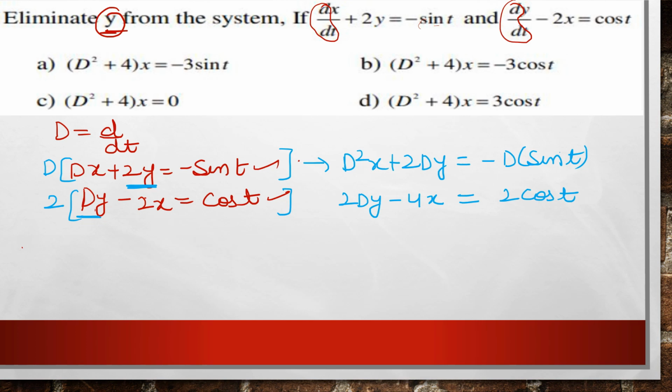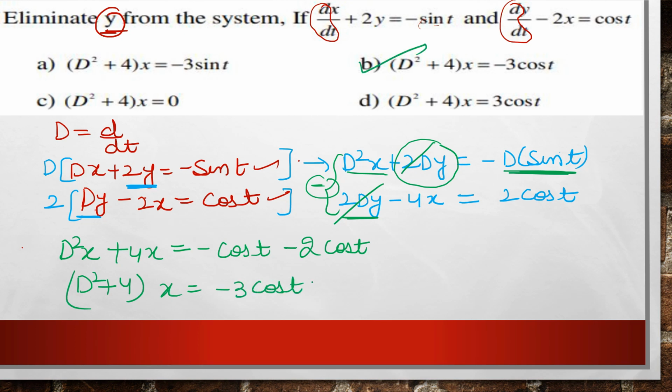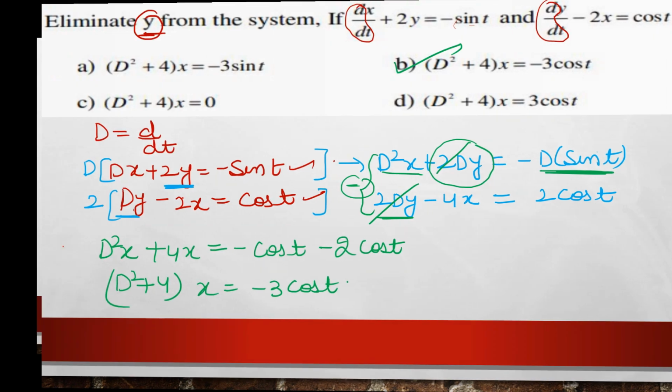Now here D square x is fine, we need to eliminate the Dy term. So what should I do? We need to subtract. So this will be D square x, the Dy cancels if you subtract, plus 4x equals, what is the derivative of sin t? Minus sin t derivative is cos t, and here we are subtracting, so you will get minus 2 cos t. So this is (D square plus 4)x equals minus 3 cos t. So what is the correct option? B is the correct option.